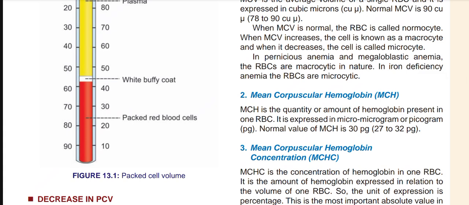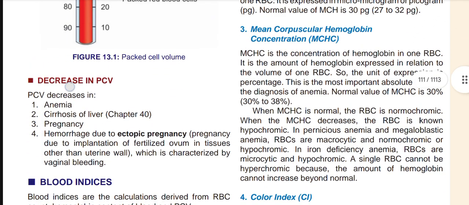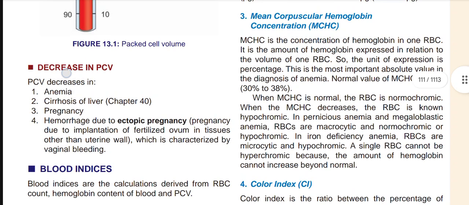Then mean corpuscular hemoglobin or MCH. MCH is the quantity or amount of hemoglobin present in one RBC. It is expressed in picogram. Normal value of MCH is 30 picogram and it ranges between 27 to 32 picogram. Then number 3, mean corpuscular hemoglobin concentration or MCHC.